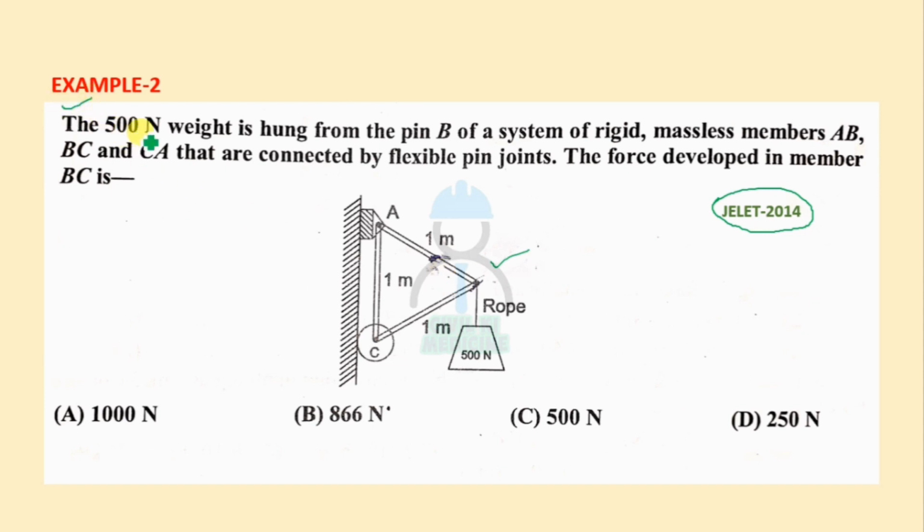In this case, the 500 Newton weight is hung from the pin B. This is pin B of a system of rigid massless members AB, BC and CA that are connected by a flexible pin joint. We have to find the force developed in the member BC, only this member, BC. Options are given. So first I will draw the free body diagram. Let's see.